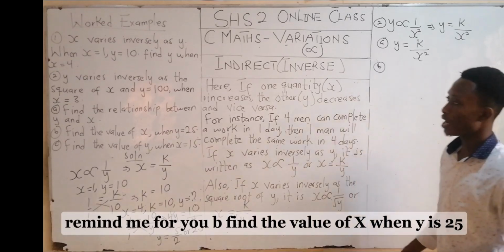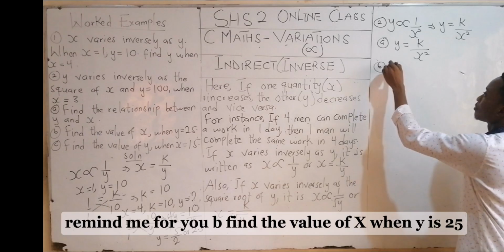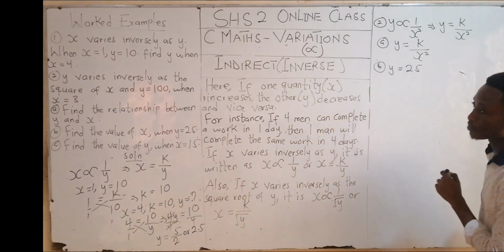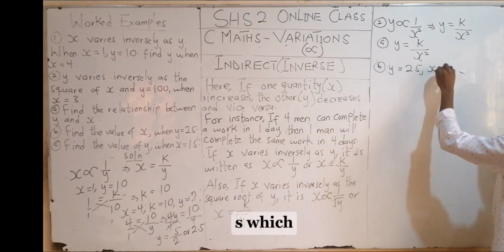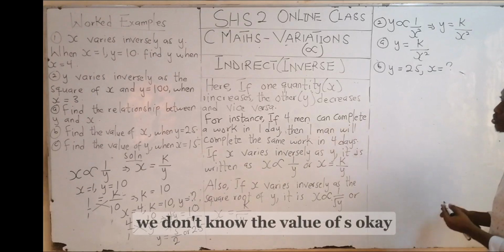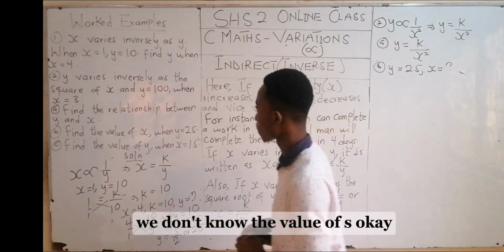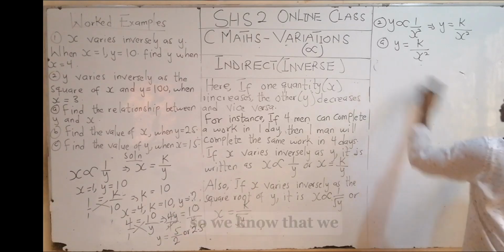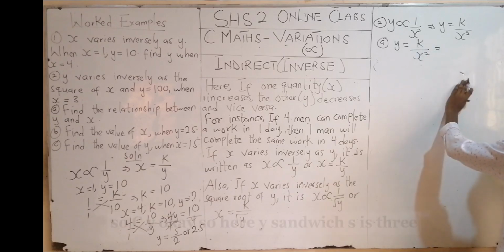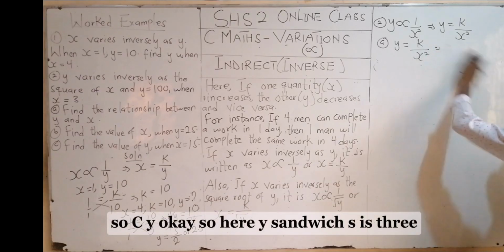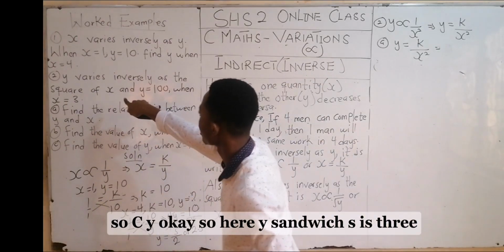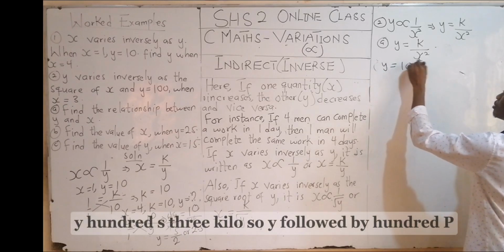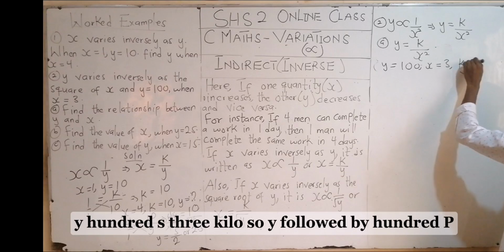B. Find the value of x when y is 25. So y is equal to 25, x we don't know the value of x. Okay, before that we didn't find k, sorry. So let us look at that. So we know that in the A, y is 100, x is 3, k we don't know.